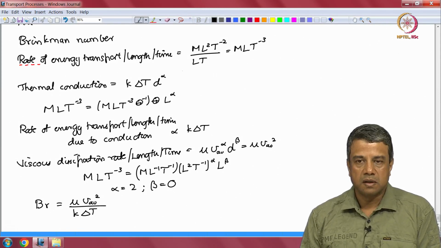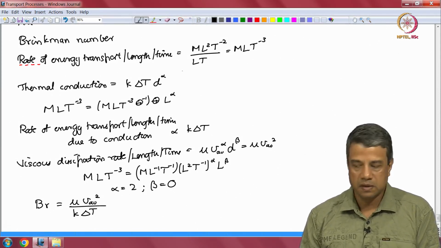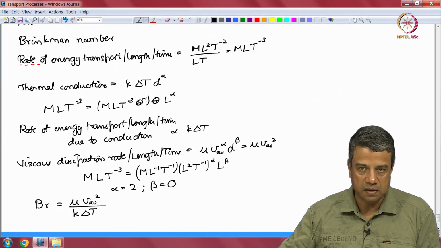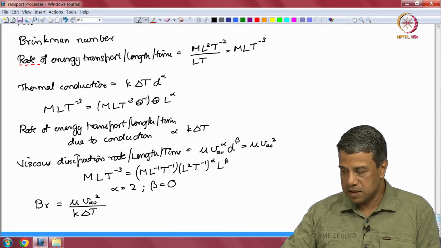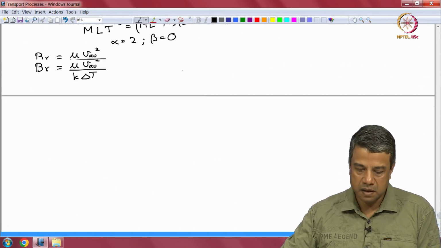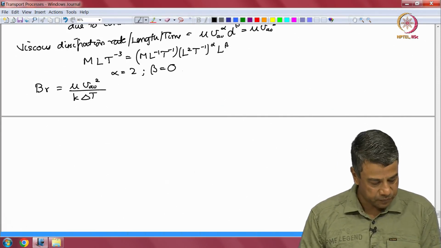In most normal situations, this is actually small. So, the Brinkman number does not enter into the calculation. So, this is a rationale for why we had considered thermal energy and mechanical energy as two different quantities.